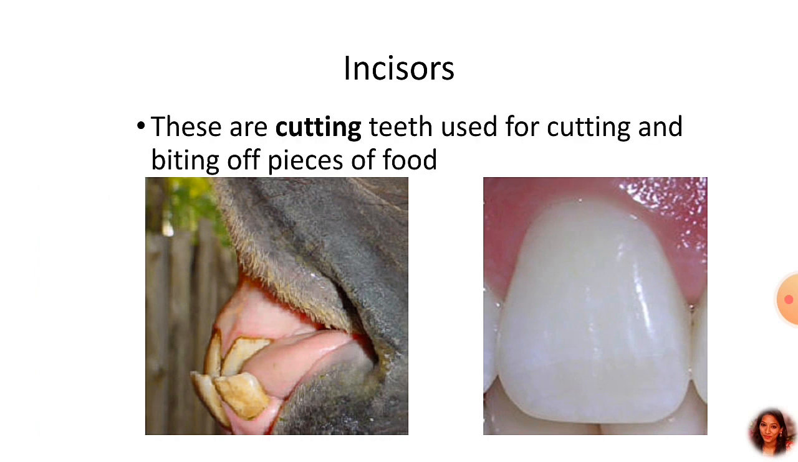So one by one let us see. First, that is the incisors. These are cutting teeth used for cutting and biting off pieces of food. So primarily they are helping us to take a bite of food.